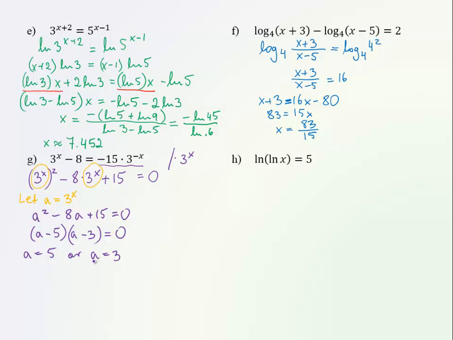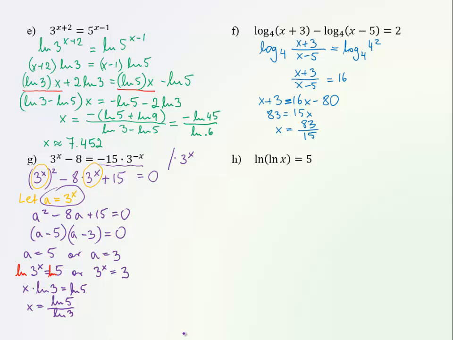But we're not solving for a, we need to solve for x. So now let's come back to the substitution equation and solve for x. a is the same as 3 to the x. That's 5, or 3 to the x equals 3. So to solve for x in the first equation, we apply ln on both sides, and then we can drop the exponent: x times ln 3 equals ln 5. Therefore, x by itself is ln 5 over ln 3.